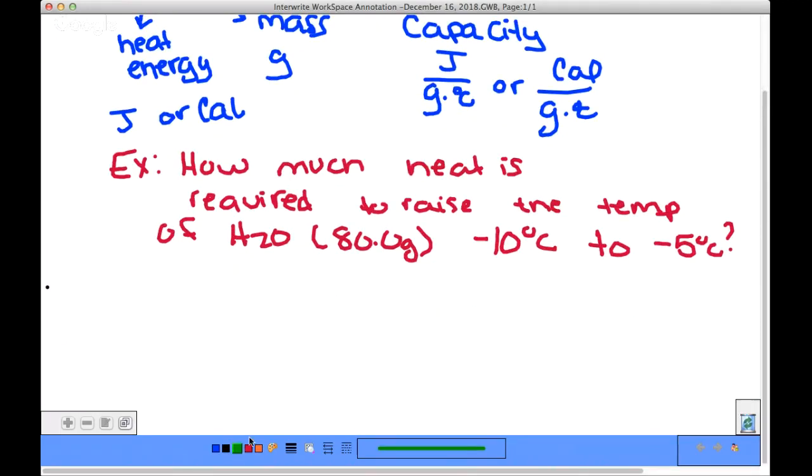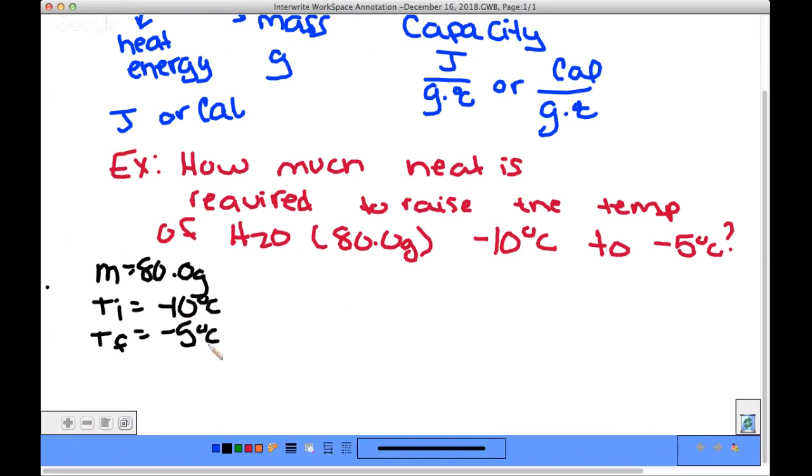A good habit is to make sure that you always are isolating or identifying what you're given. So we know that we have 80 grams. We know my T initial, which is negative 10 degrees Celsius. We know my T final, which is negative 5 degrees Celsius. And my heat capacity, which I did not write down, but I will write down right here, is 4.18 joules per gram times degrees Celsius.